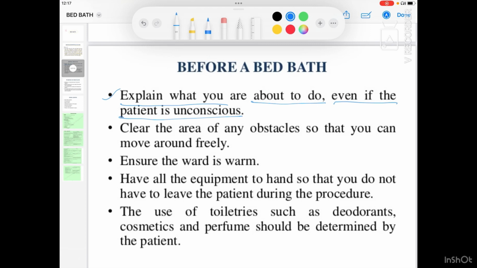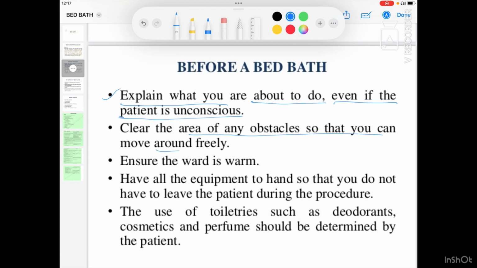So first, you have to explain. When you are entering, you should knock. Anybody there will open, and you should maintain good manners. You should go inside and tell the patient we are going to do a bed bath. If the patient is unconscious, there is no need to say all the things, as unconscious means they are not aware. For a conscious, bedridden patient, we should say all the things, and clear the area of any obstacles so that you can move around freely.